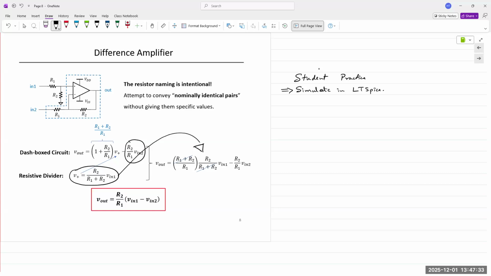That is correct. Yes. So there would be a virtual short between the two, but not a virtual ground because neither one of the terminals is connected to ground.